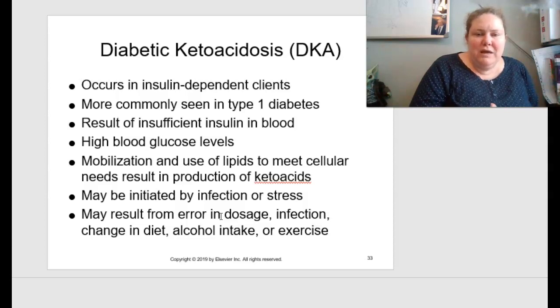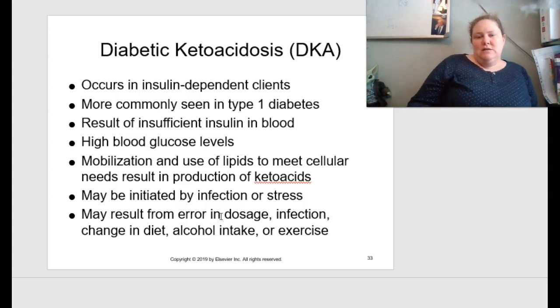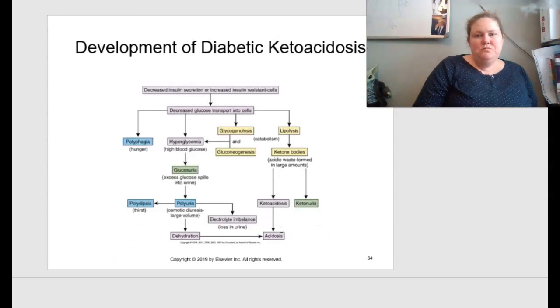Okay, so when we're not breaking down our sugars, glucose broken down to pyruvate, etc., then we're going to start breaking down our fats and proteins. And it's good to do that normally, but in excess it can cause keto acids to go up. And so this may be initiated from an infection or stress, or it can result from, again, an error in dosage, infection, a change in your diet, alcohol intake, or exercise.